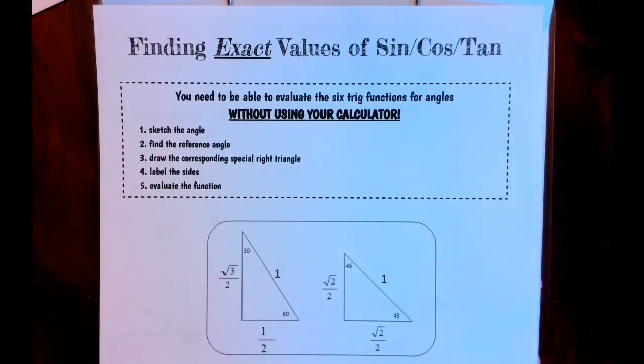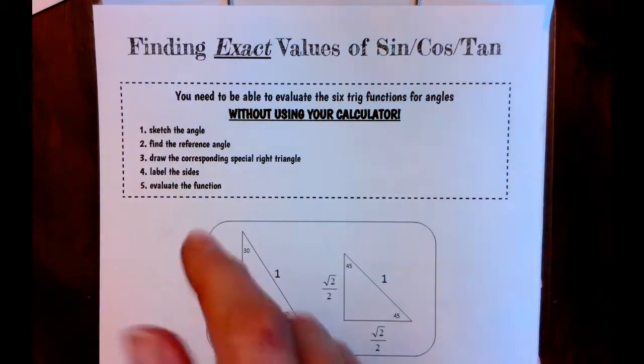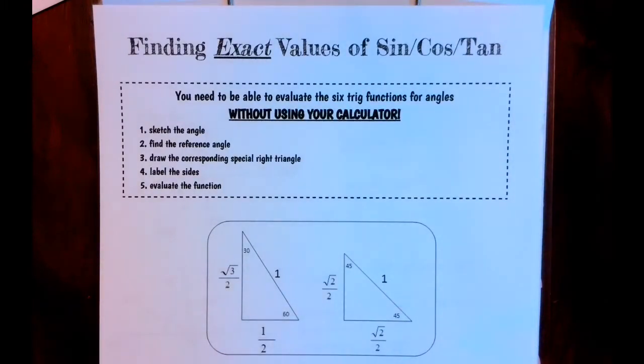So Delta Math doesn't have any videos for this next section, so I'm going to make one and post it for you. So we're finding the exact values of sine, cosine, tangent. That means that you can't just use your calculator. Before you could type in sine of 60 and get a decimal, but that's not what we're doing any longer. So here are the steps if you want to screenshot that or take a picture of that to evaluate.